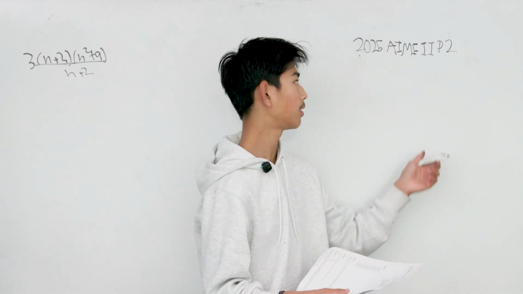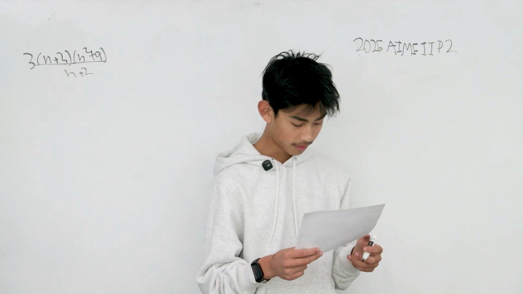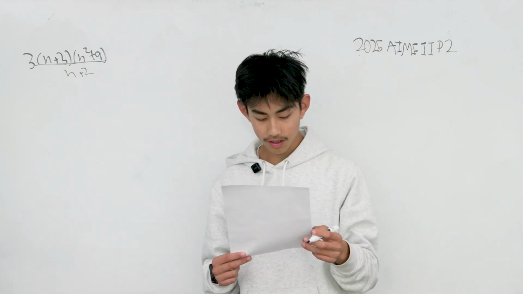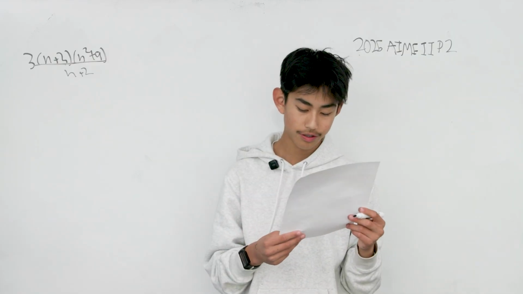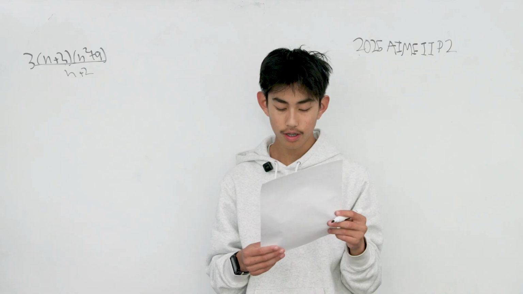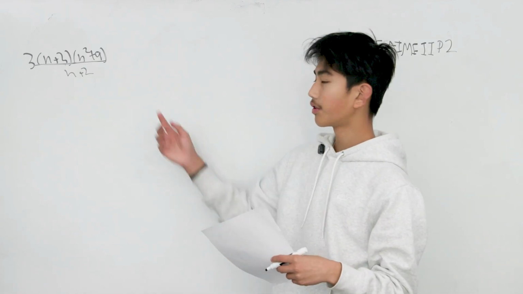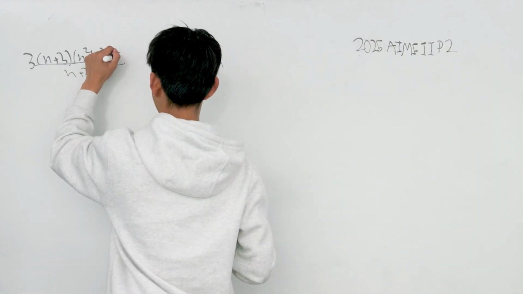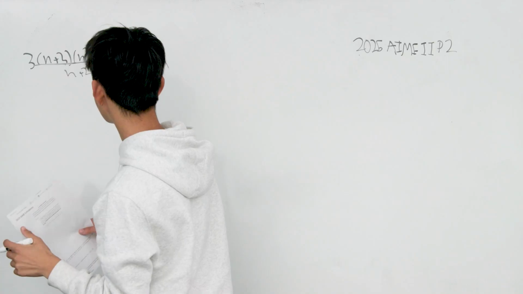We're solving problem 2 from the 2025 AIME 2. Find the sum of all positive integers n such that n+2 divides the product 3 times (n+3) times (n² + 9). So, in order for this to happen, and we want to find the sum, we need this to be true.